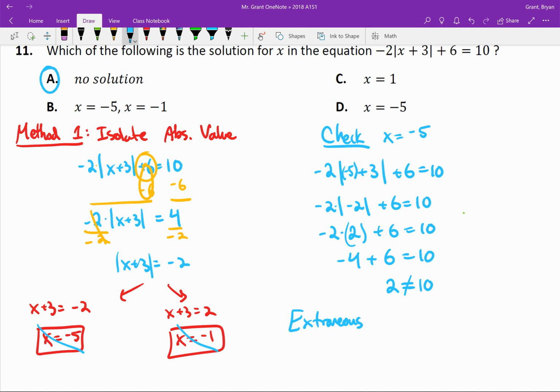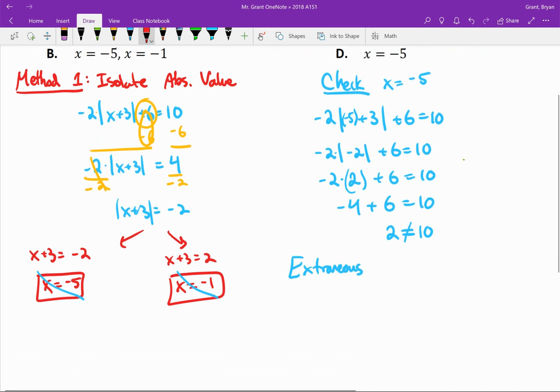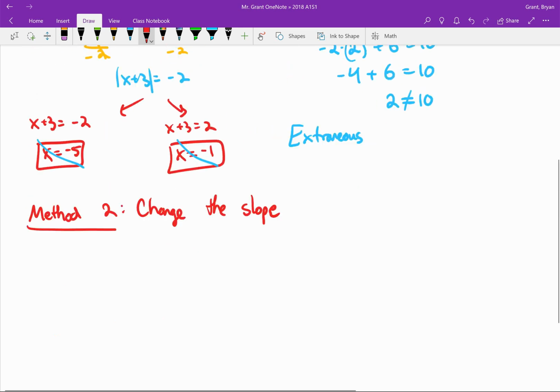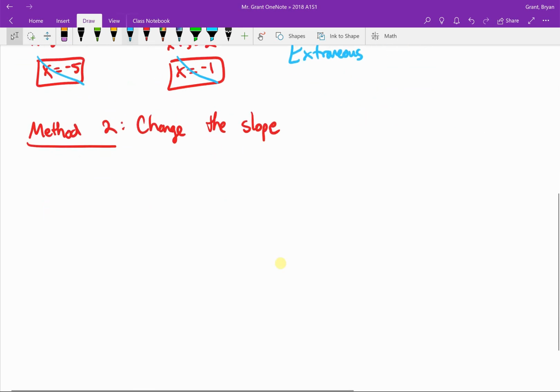Now I wanted to give you a second way to try this as well, and the second way I like a lot. The second way is we're going to immediately make two equations. So method 2 is going to be change the slope. And when I say change the slope, if we look at that original equation, which as a reminder, was negative 2 absolute value x plus 3 plus 6 equal to 10.